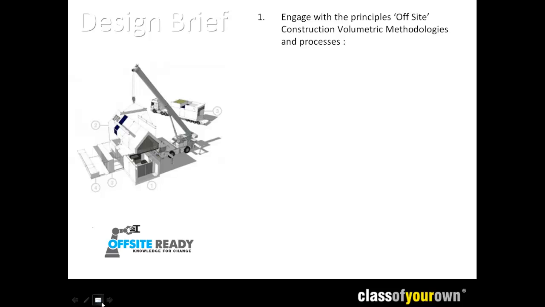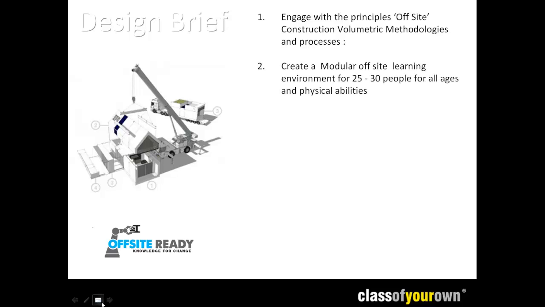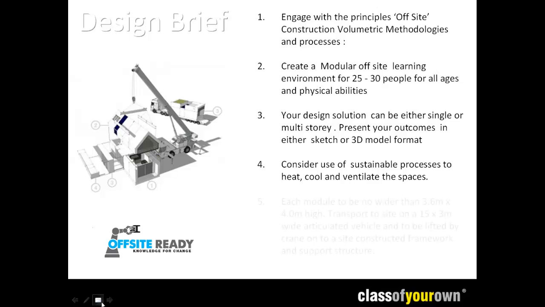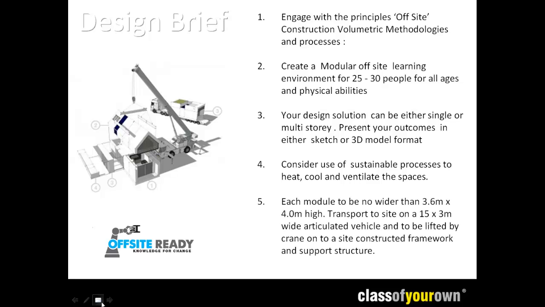The design brief for the Eco Classroom is to look at volumetric methodologies and processes. By creating a modular off-site learning environment for 25 to 30 people, for all ages and physical abilities, the design solutions can either be single or multi-story. They need to consider the use of sustainable processes for how the building is going to be heated, cooled and ventilated.